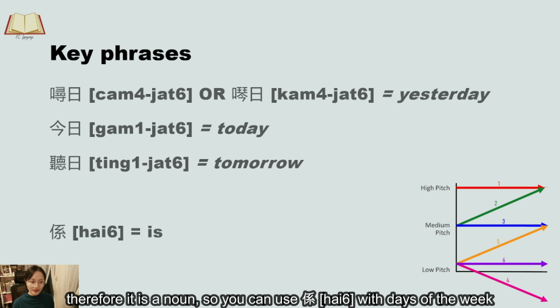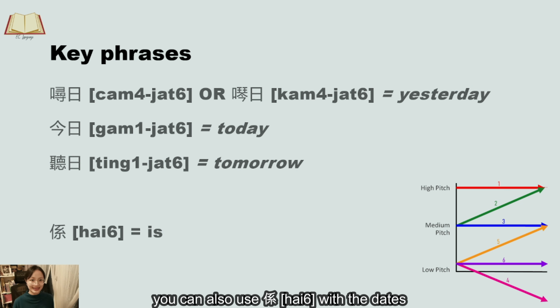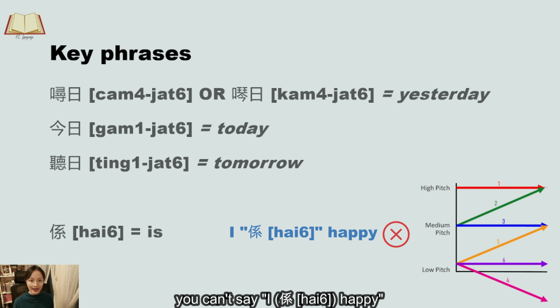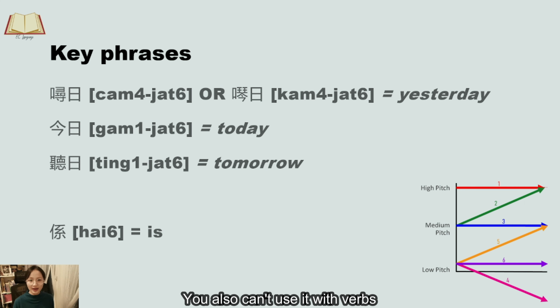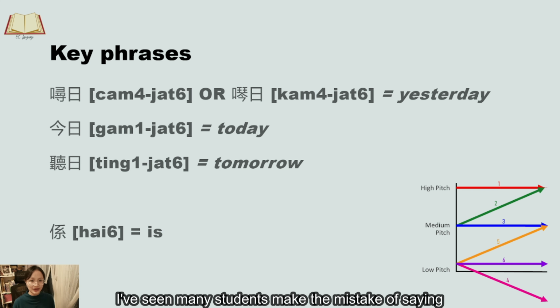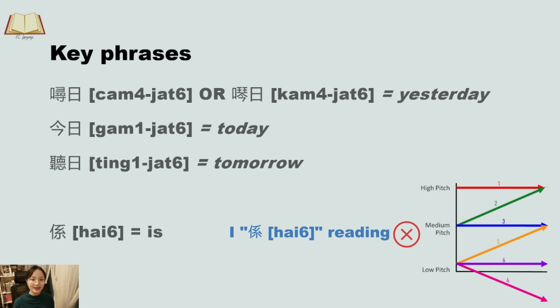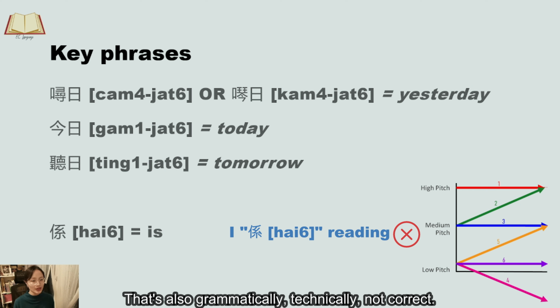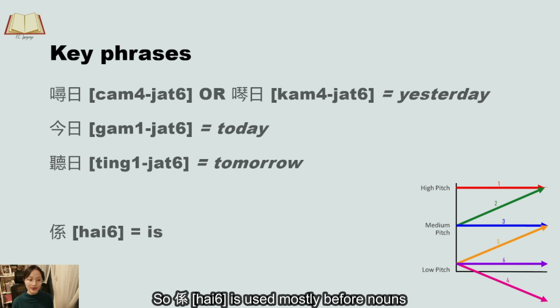Therefore, it is a noun, so you can use 係 with days of the week. You can also use 係 with the dates. But you cannot use 係 with adjectives. For example, I am happy. You can't say I 係 happy. You also can't use it with verbs, like I am reading. I've seen many students make this mistake of saying I 係 reading. That's also technically not grammatically correct. So, 係 is used mostly before nouns.